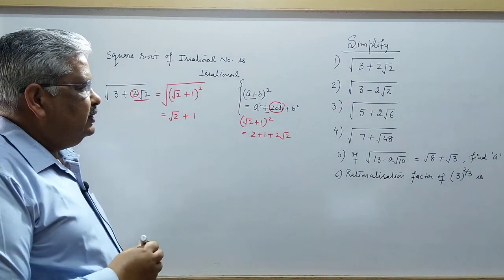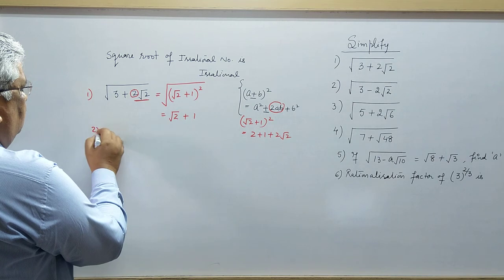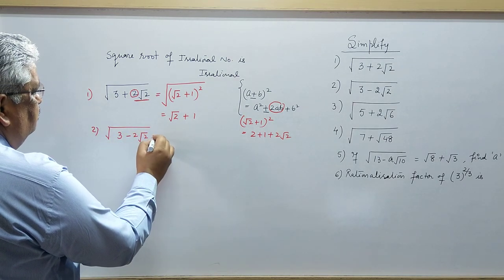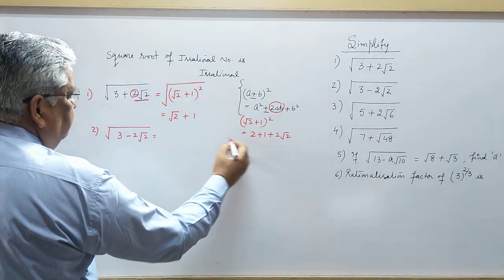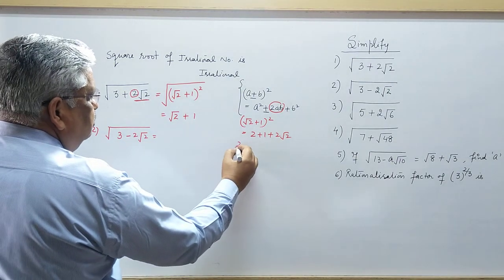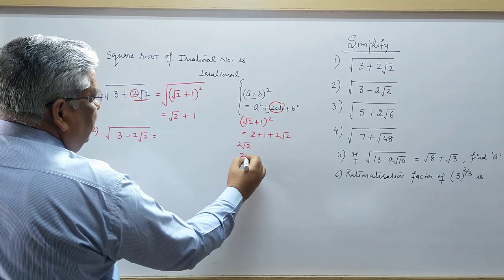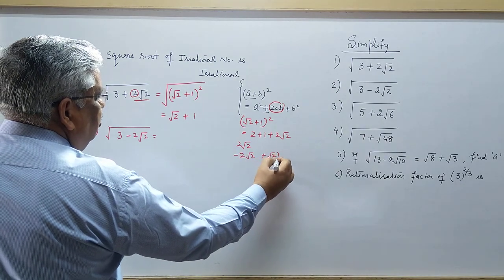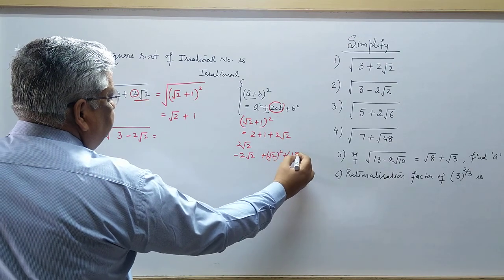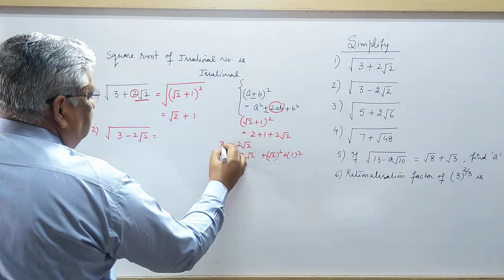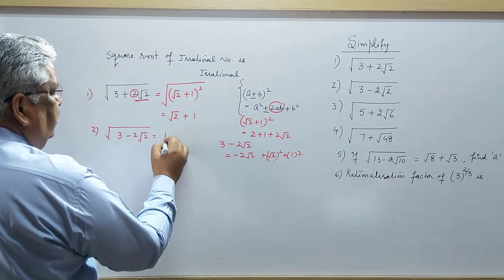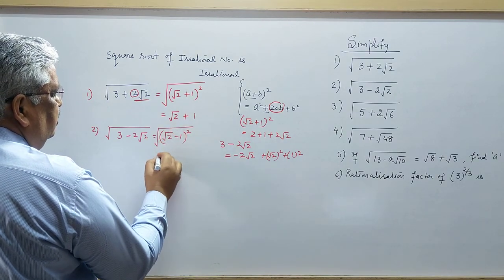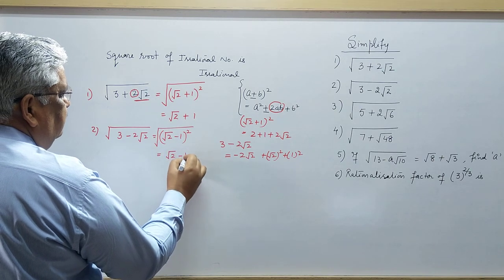You may take another example. Under root of 3 minus 2 root 2. Now this is minus 2ab. 2 root 2 means 2 times root 2, can be written as minus, root 2 whole square plus 1 square. It means it becomes root 2 minus 1 whole square and under root. So it becomes root 2 minus 1.